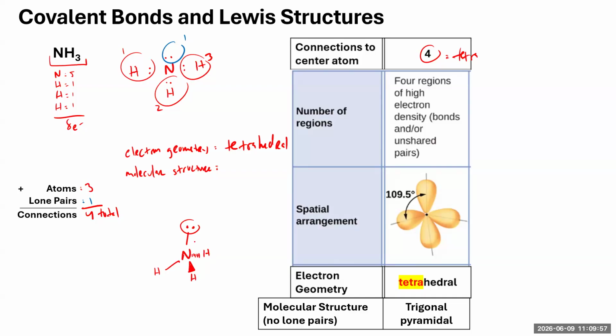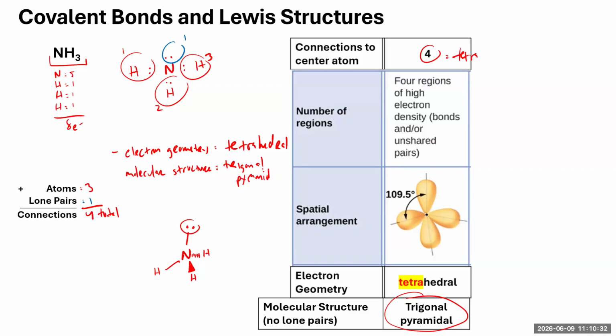And then the hydrogen kind of going away from us or into the screen, right? So yeah, 4 connections. Electron geometry is tetrahedral. You're going to take your thumb, cover up those electrons and see what the shape is. Well, if you look at it, it is a trigonal pyramid. That's going to be our molecular structure. Trigonal pyramid.